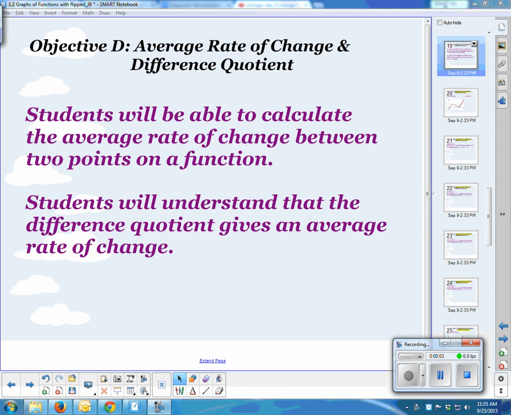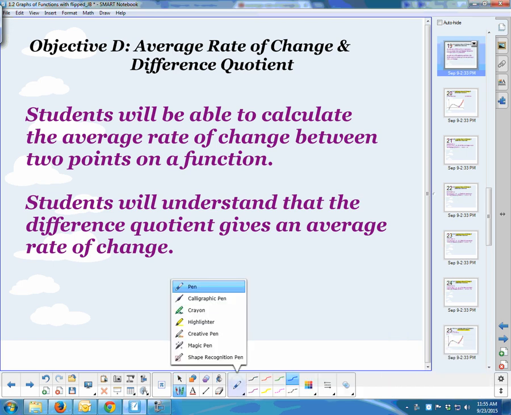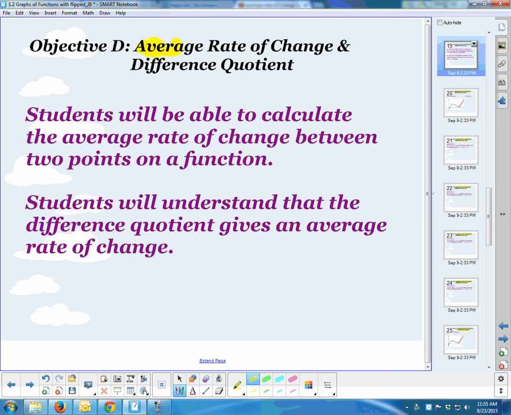Today we will be looking at the average rate of change between 2 points on a function. We will be focusing for our objectives here simply on average rate of change, and students will be able to calculate the average rate of change between 2 points on a function. We'll talk about the difference quotient in a separate video to follow.